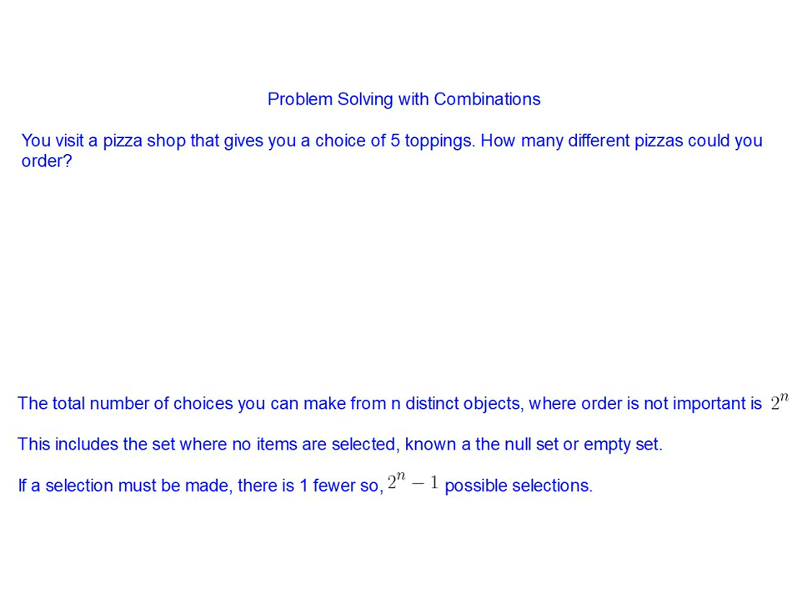In this video, we look at problem solving with combinations. So as a first example here, let's assume that you're going to visit a pizza shop, and that pizza shop only has 5 choices for toppings. We'll also assume that you can choose a pizza with 0 toppings.